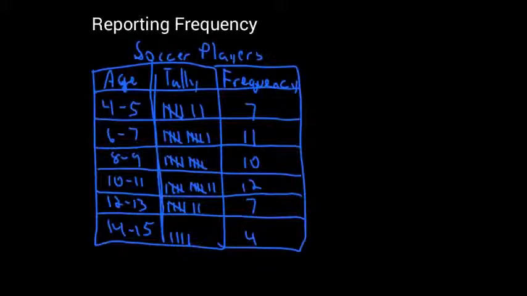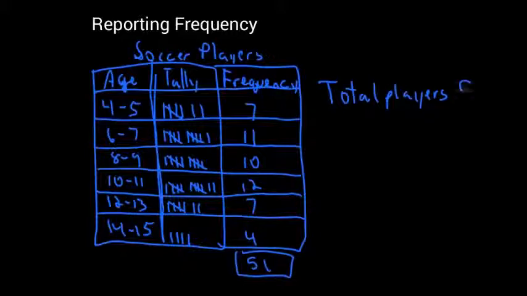So if I wanted to find the total number of players, I just take this column of frequency and add it all up and get a total. So 7 plus 11 is 18, plus 10 would be 28, plus 12 would be 40, and then 47 plus 4 would be 51. So total players would equal 51 players.